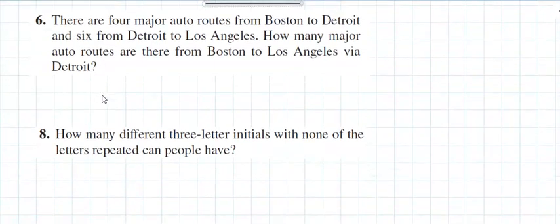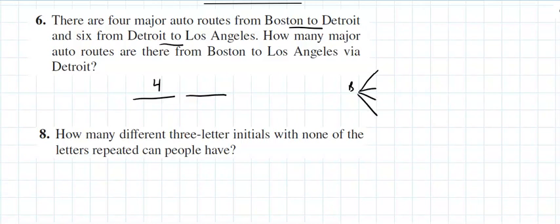There are 4 major routes from B to D and 6 from D to LA. How many major routes are there from B to LA? Well, to show you another way of doing this, there are 4 from B. If I start at B, the alternative is a lot of work. I could take 1 of 4 routes to D. I could take route 1, route 2, route 3, there's 4 of them. And once I get to D, I could take 1 of 6.